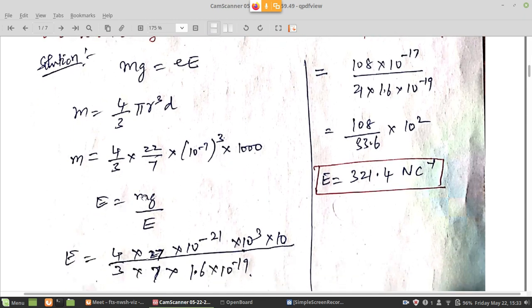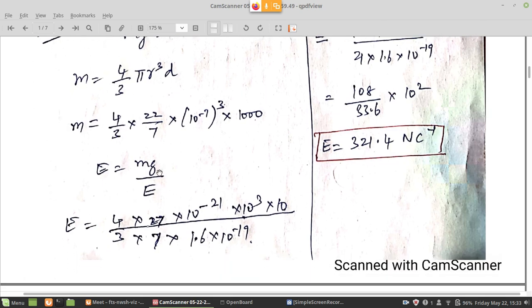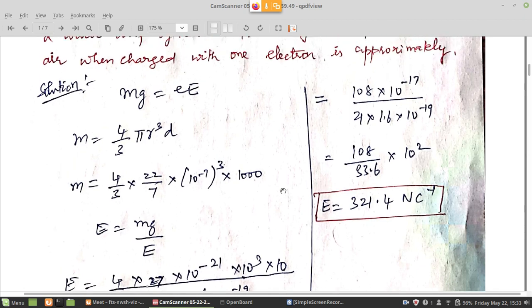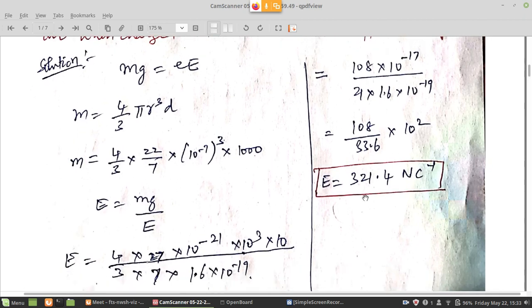Therefore electric field is this weight by electric field. Sorry, there is a mistake here. Weight by small e. I wrote capital E, this should be small e. So mg by small e we have to do. So mg by small e, where e is 1.6 into 10 power minus 19, will give us the electric field. So the electric field is going to be 321.4 newtons per coulomb. If you work out the numbers, this is the answer you will get.